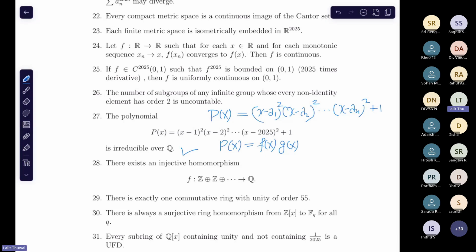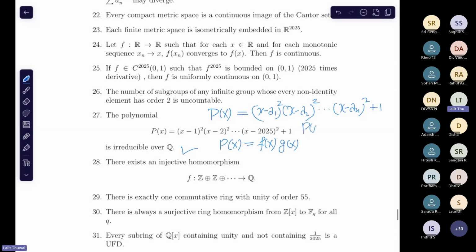So how do you do that? Assume that it is reducible. Then you can factor it into two non-trivial polynomials. Non-trivial factors means none of them is a unit. So now, what is the value of g? Use this thing: g(a1), g(a2), ..., g(an) is going to be 1. So at n values, it takes the value 1.